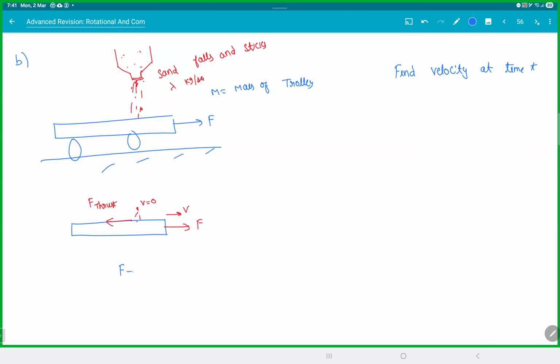So we write F minus F thrust, which is U into, which is V into dm by dt. This is F minus F thrust, which is V into lambda, is equal to (m plus lambda t) into dv by dt. This is also V actually, because here V relative is nothing but the velocity of the trolley only.